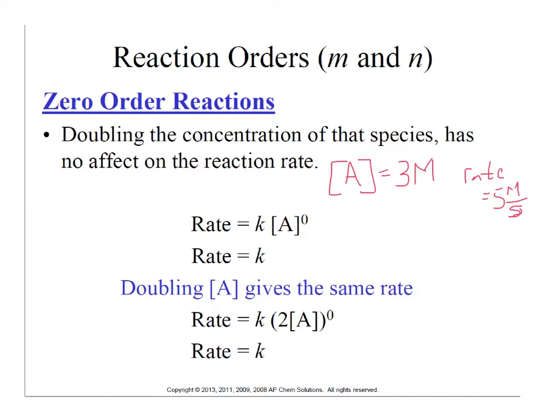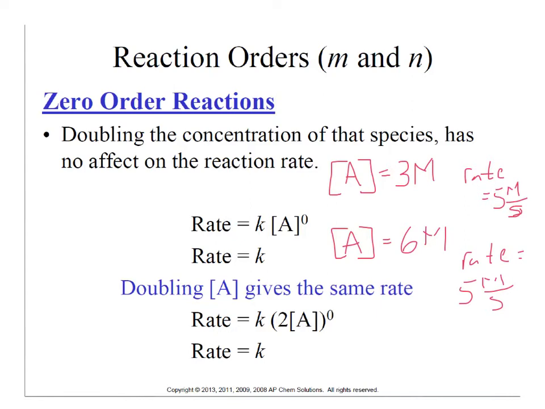Okay, then we want to do another experiment in order to determine what the order of A is. So we would do another reaction, clean out our beaker, flask, whatever it is, try again, but this time we're going to use 6 molar of A. We measure the rate of reaction and we find out that the rate is equal to 5 molar per second. What that means then is that doubling the concentration of A had 0 effect on the reaction rate. Therefore, it's a 0 order reactant.